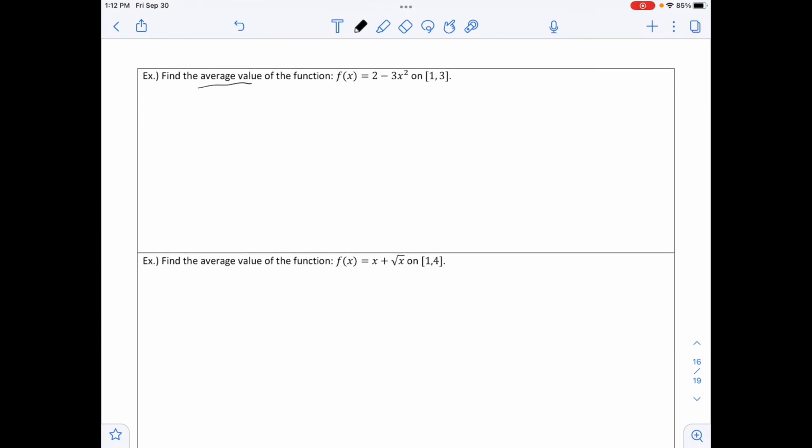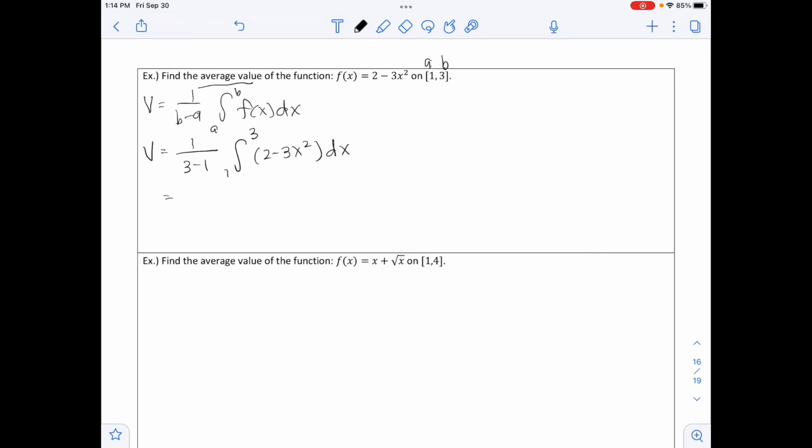The first one says find the average value of a function f of x equals 2 minus 3x squared on the interval from 1 to 3. And so this is our a value and this is our b value. And the formula was given before, and we had average value is going to be 1 over b minus a times the integral from a to b of our function f of x dx. And so setting it up for this problem, I have 1 over 3 minus 1 times the integral from 1 to 3 of f of x, which is defined as 2 minus 3x squared dx.